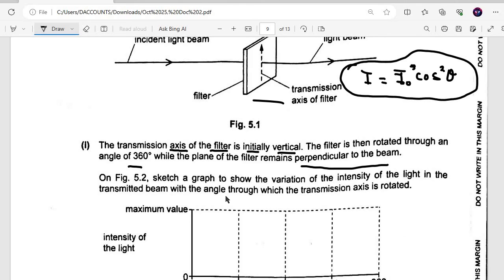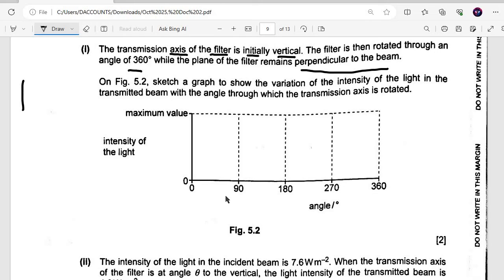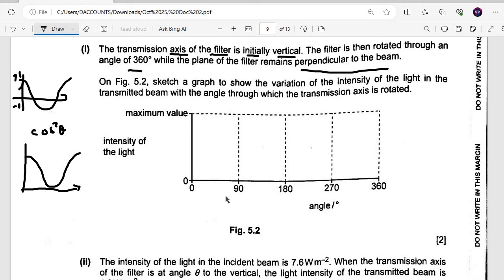If you are sketching any graph, you know what the cosine graph looks like. It starts from the axis, usually looks like this. But if it's cos squared theta, cosine usually has +1 and -1, but because of the square, there is no more negative. So this is what we expect to have.